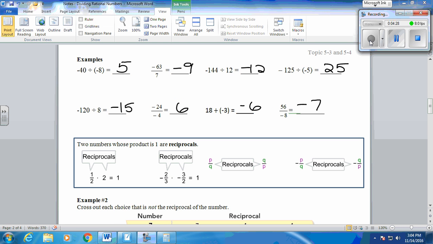Just want to remind you, we are not using calculators again in this topic. We need to make sure we know how to multiply and divide numbers without the use of the calculator. Go ahead, check your answers.